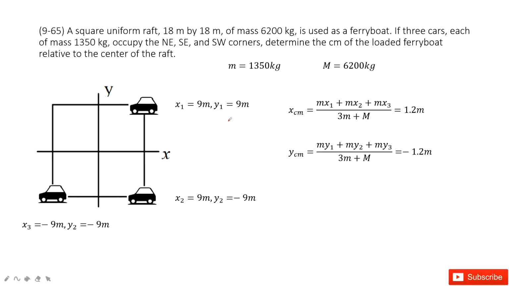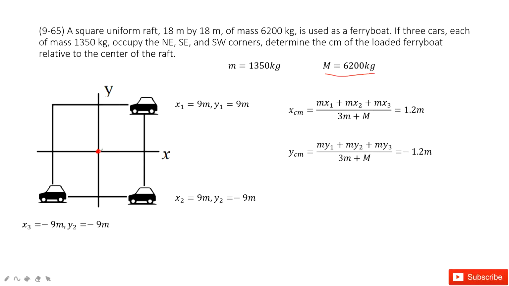Let's look at problem 65 in chapter 9. In this problem, we will find the center of mass in two dimensions. We can see, first, we have a uniform square. This mass is given, but it will not contribute to the center of mass, right? Because you can see, for this uniform square, the center of mass is just at this orange point.